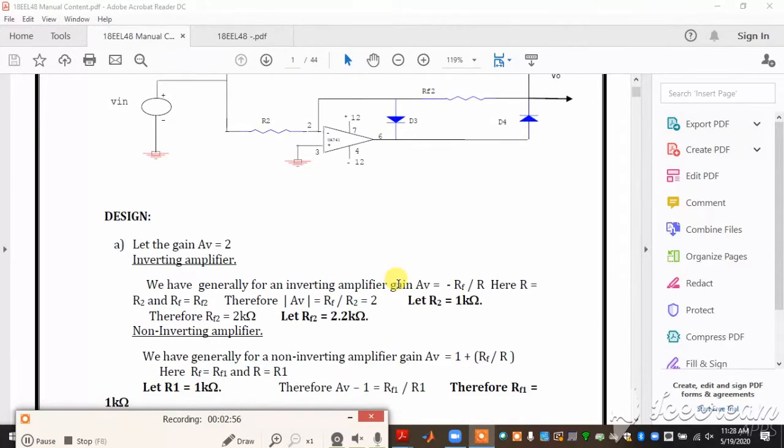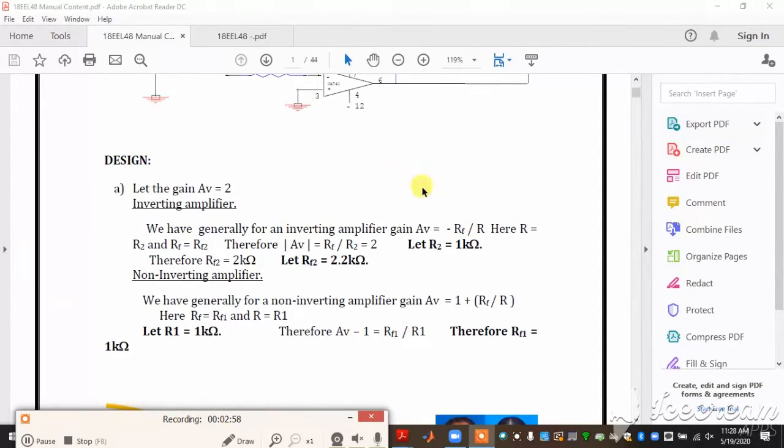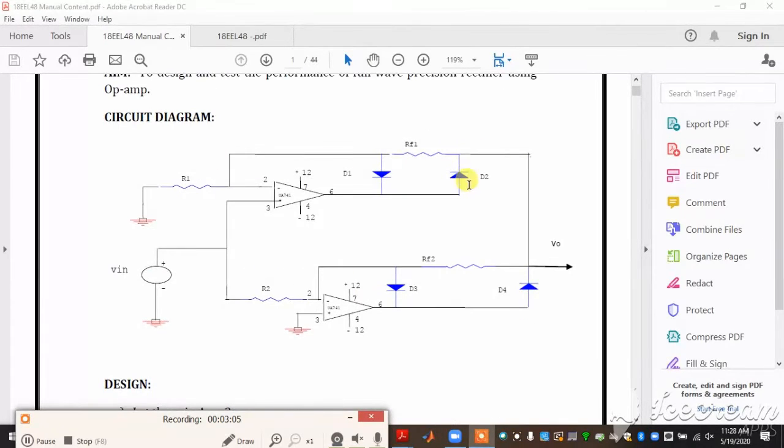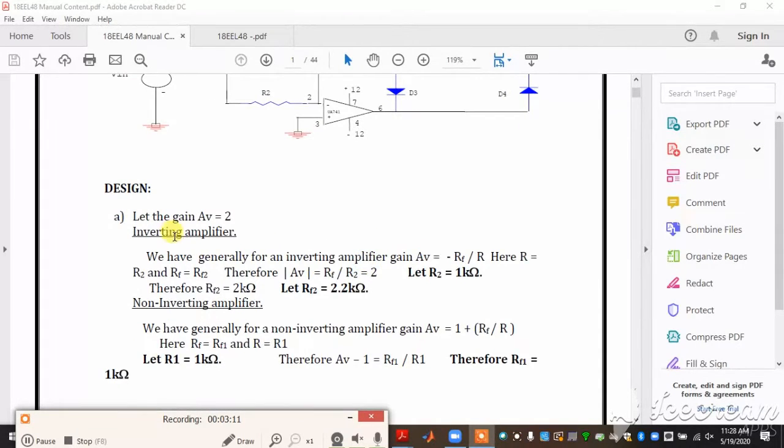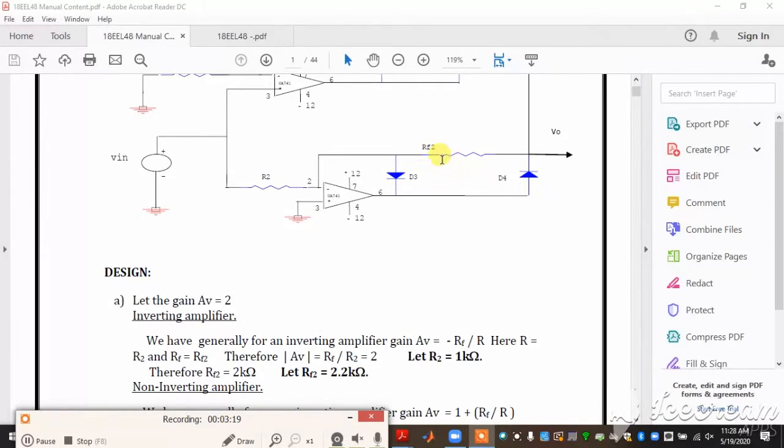The design calculations are shown here. For the gain of 2, the first part of your circuit will act as a non-inverting amplifier and the second part of your circuit will act as an inverting amplifier. In case of your inverting amplifier, that is in this part, the gain is minus RF divided by Rin, which means RF2 divided by R2. The gain will be 2 and the R2 value used is 1 kilo ohm.